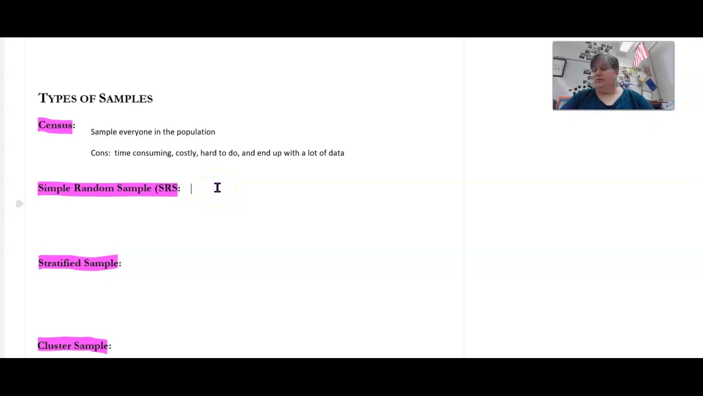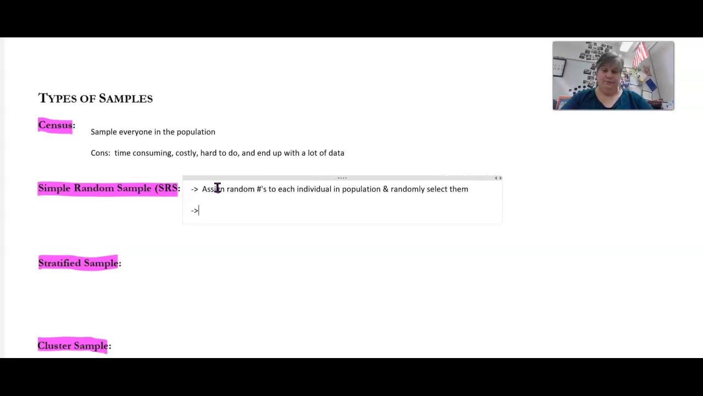An SRS, this is the most basic type of sample, a simple random sample, and you have to assign random numbers to each individual in the population and randomly select them. Okay, one thing that's important about an SRS is everybody and every combination has an equal chance of happening. Okay, and SRS is the most common.